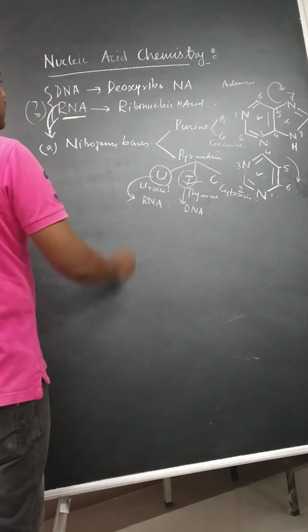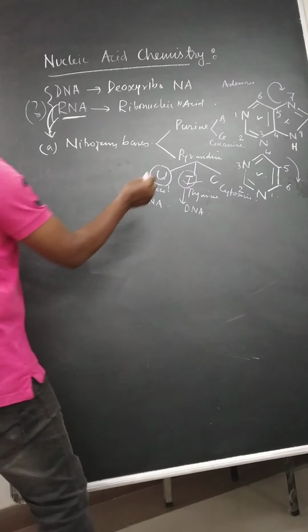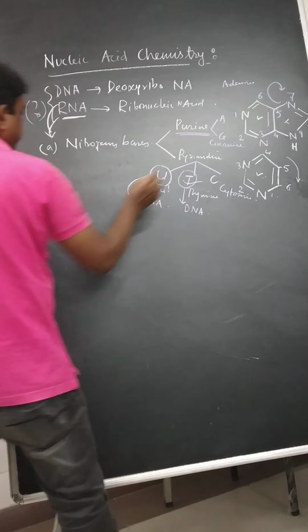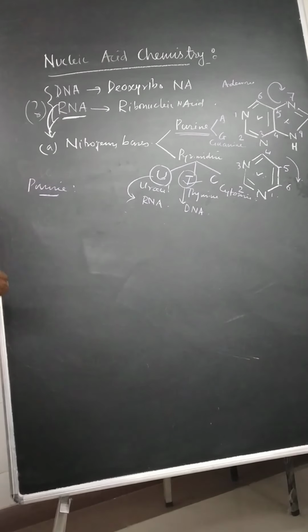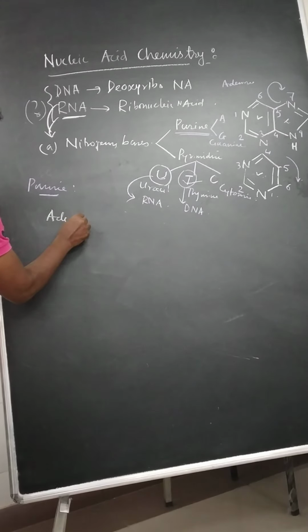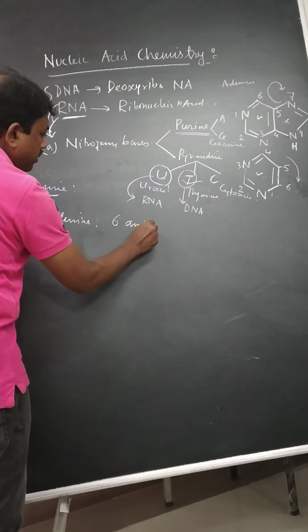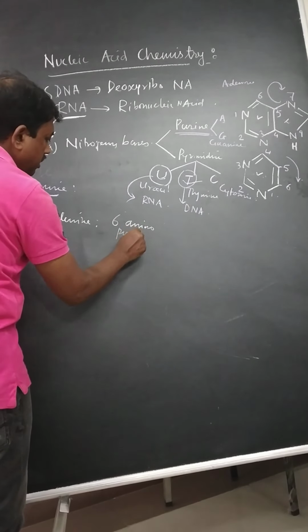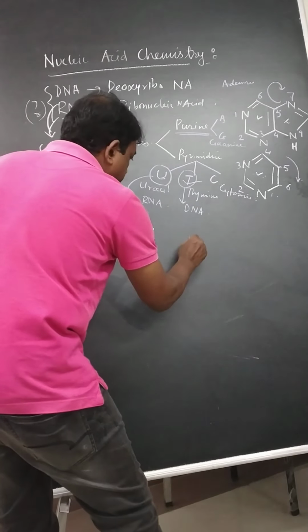Now you have to know the structure of these purine and pyrimidine bases. Now just start from the purine bases. Two are there. One is adenine, another is guanine. Adenine: you just remember the chemical name. This is known as 6-amino purine. What is that? 6-amino purine. Just draw the purine nucleus.